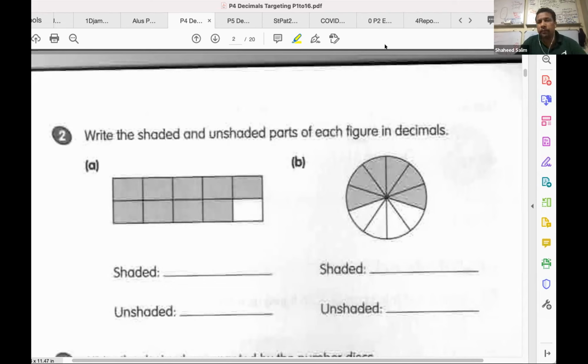Okay, anyone? We have one answer so far. Okay, that's for your shaded one. Well done. What about unshaded? Okay, well done. But they want you to do it in decimal. So, Putra, you can change it to decimal straight. If you want to do fraction first and then decimal, okay, no problem.